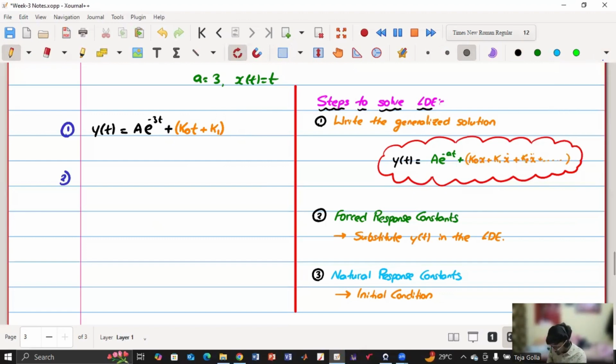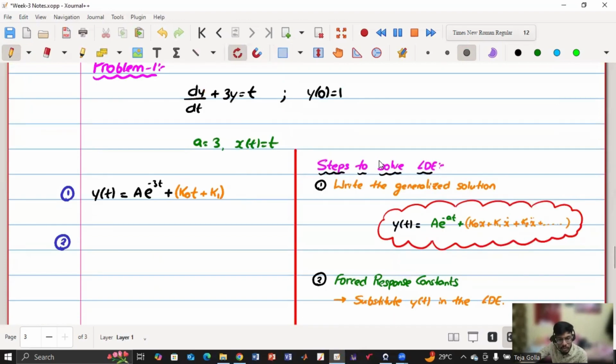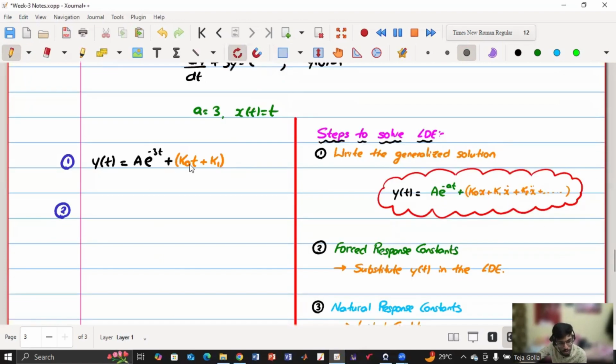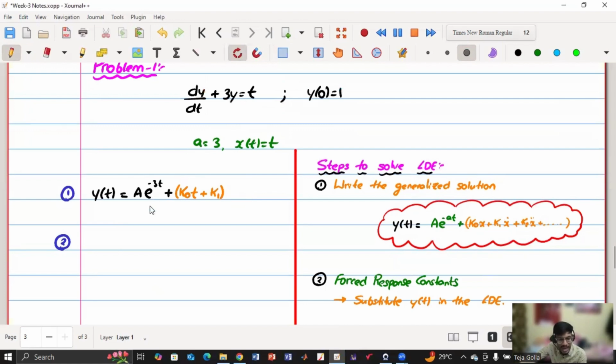We need to find the forced response constants, k naught and k1, by substituting this in the original expression. One thing you can always keep in mind: whenever we are substituting the solution in the original differential equation, the natural response will always get cancelled. You can try it, because it is happening naturally. This expression comes when the input is 0, when t equals 0. So once you substitute this on the LHS side, it will always get cancelled.